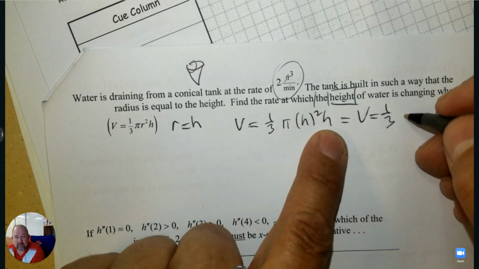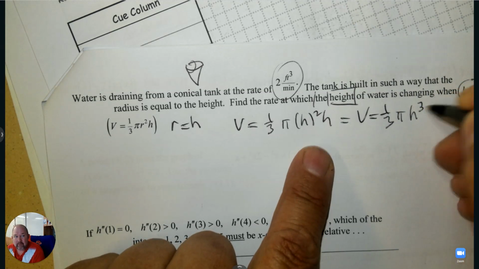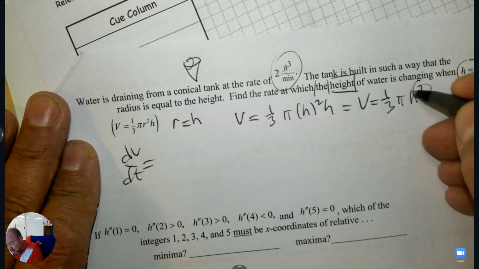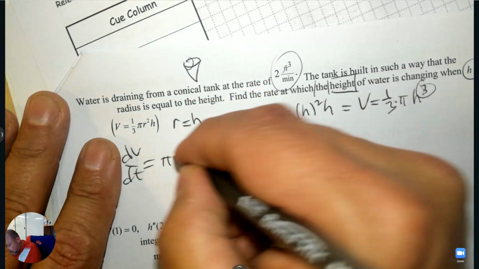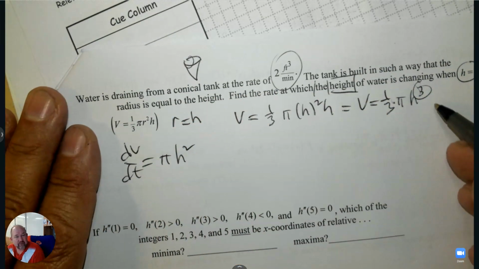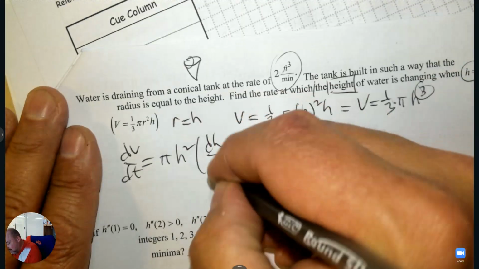So h squared times h is h cubed. Now we're in a position to take the derivative with respect to time. So 3 times a third is 1. Subtract 1 from the exponent, and then we have dh by dt.